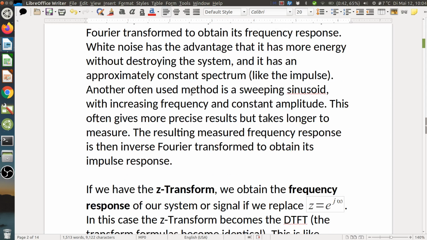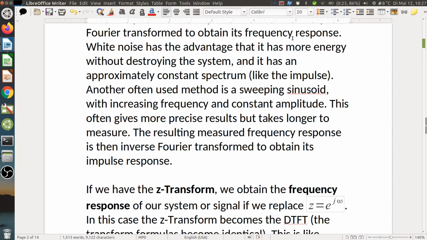Another often used method is a sweeping sinusoid with increasing frequency and constant amplitude. This often gives more precise results, but takes longer to measure. The resulting measured frequency response is then inverse Fourier transformed to obtain its impulse response.